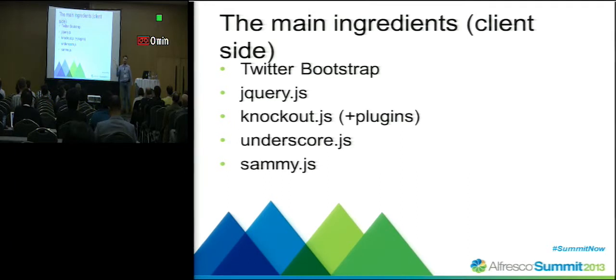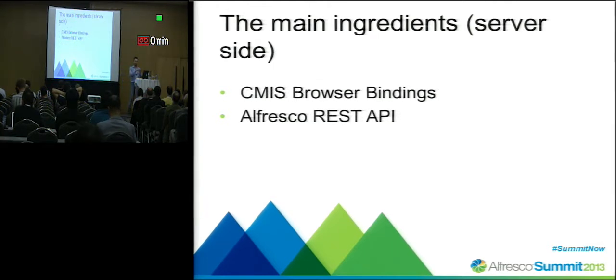Knockout.js is a data binding library which allows you to bind the data with the interface in a declarative way. Underscore is a utility belt for JavaScript, something useful like jQuery, but for the back end, not for the UI, let's say. I only used what Alfresco provides out of the box, the browser bindings and Alfresco REST APIs for what the browser bindings can do.